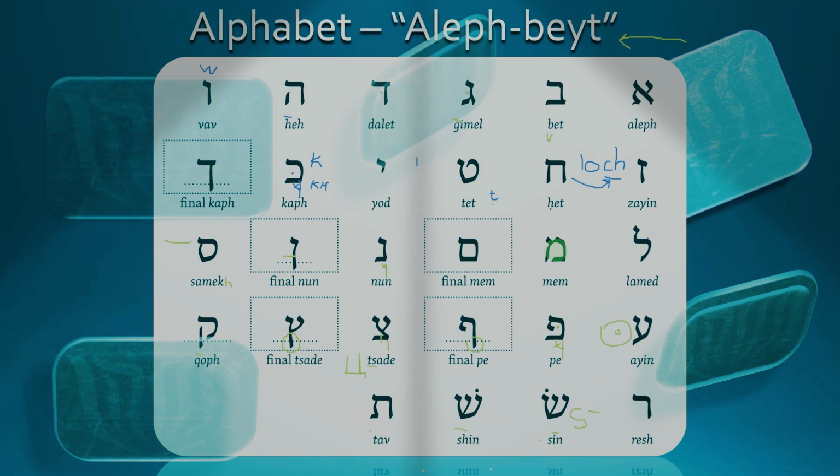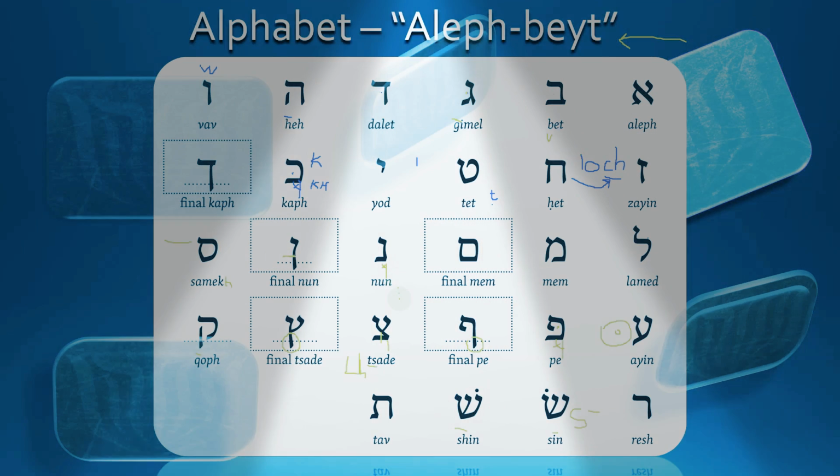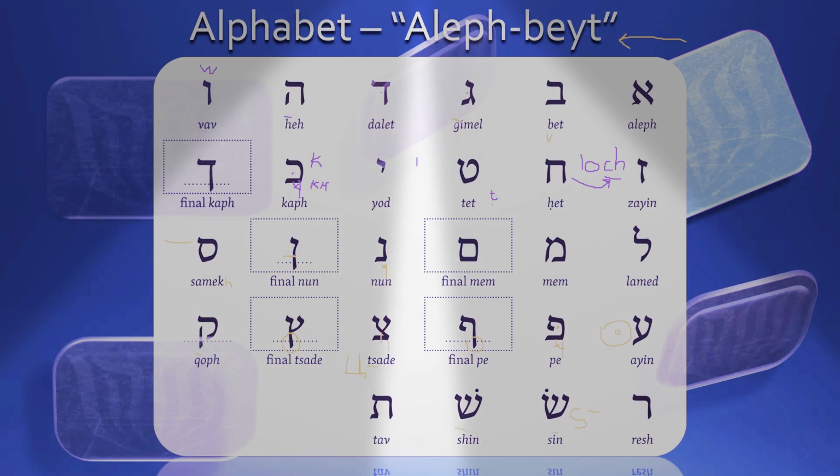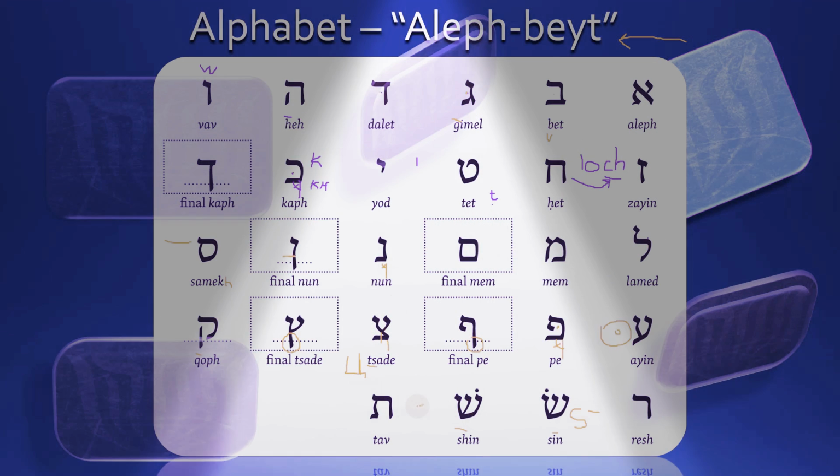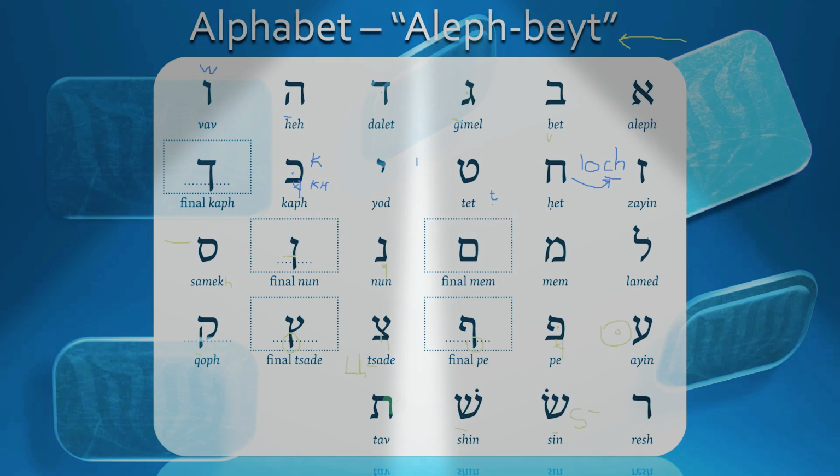Yiddish is written with this alphabet also, so if you ever get interested in the Ashkenazi language of Yiddish, which is Germanic, like 70% or 80% the same as German, but written with Hebrew letters, then you can read that too.